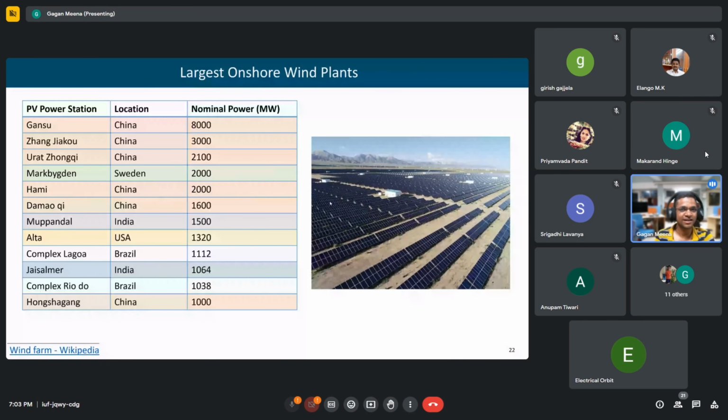Then, largest onshore wind plants. China is leading both in solar and wind. They have 8 gigawatt of onshore wind plant in Gansu, and they are going to increase it to 20 gigawatt. In India, the largest wind plant is in Tamil Nadu, Muppandal, 1.5 gigawatt. Then Jaisalmer also, around 1 gigawatt.